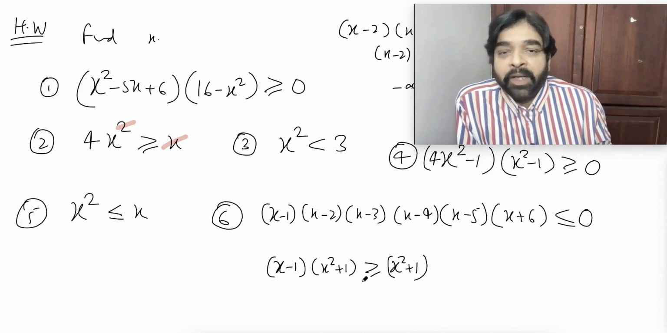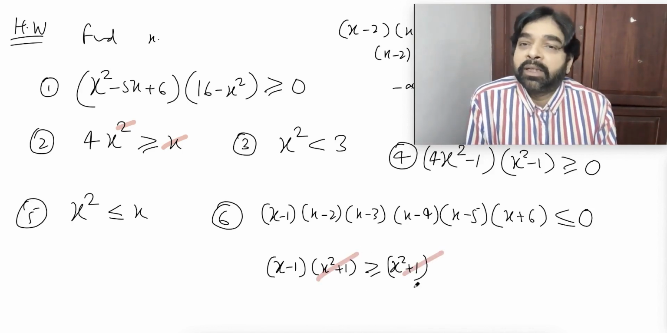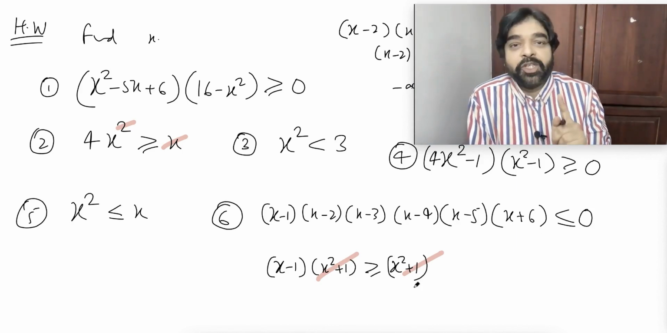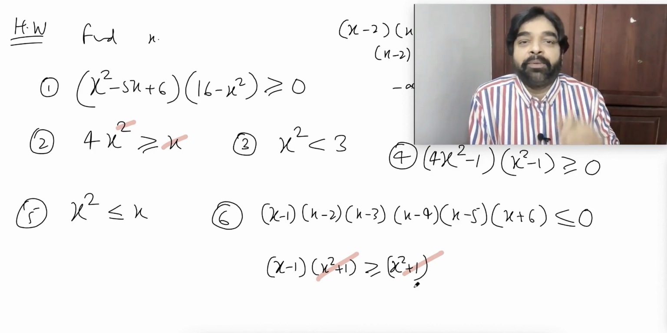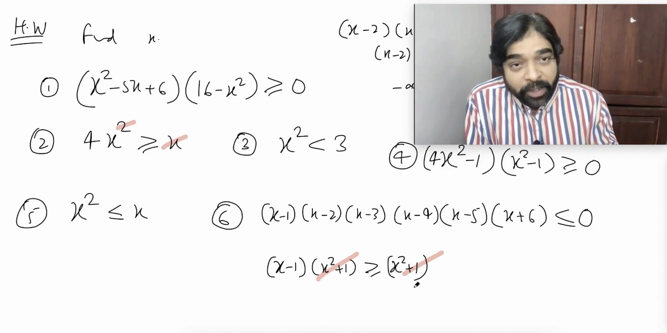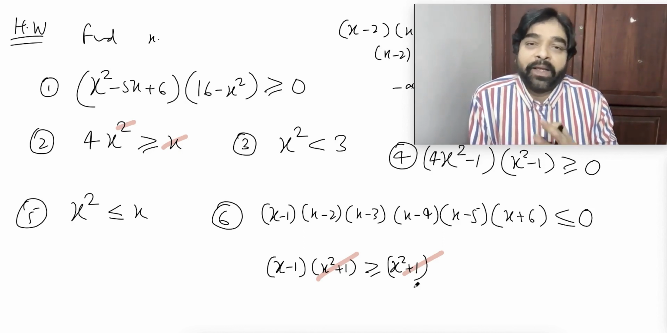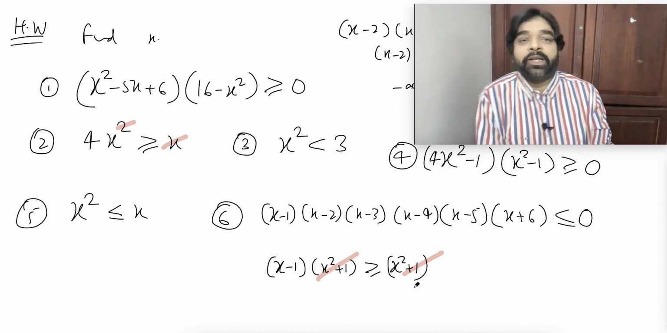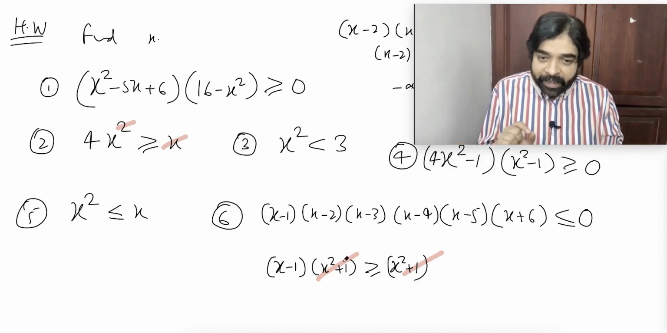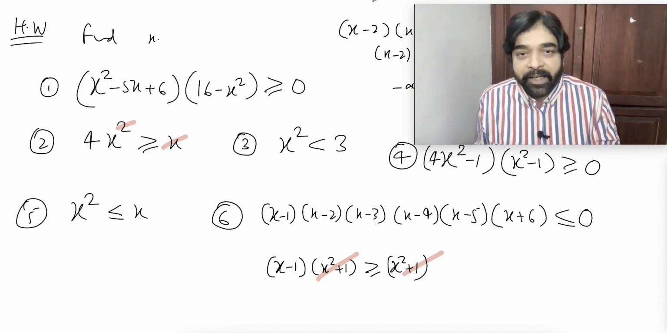Now here without any hesitation I will cancel it. Sir, here how can you cancel? Although I don't know the value of x square plus 1, I am 100% sure x square plus 1 cannot be negative. I know it's positive, so I can cancel. I know it's not 0, so I can cancel. You cannot cancel a quantity which may be negative or 0. Here, it will be neither 0 nor negative, so 100% I can cancel. Here, there is no problem.